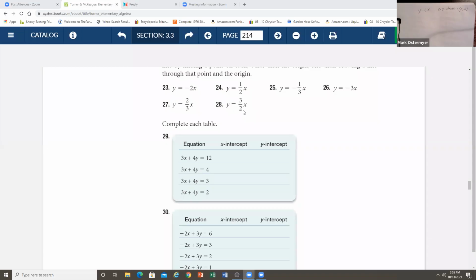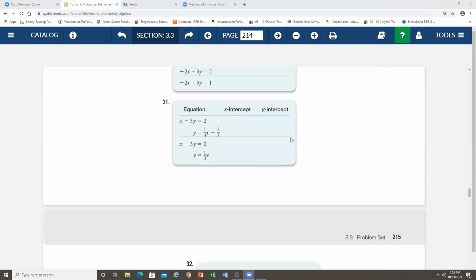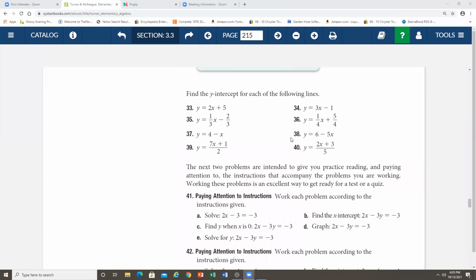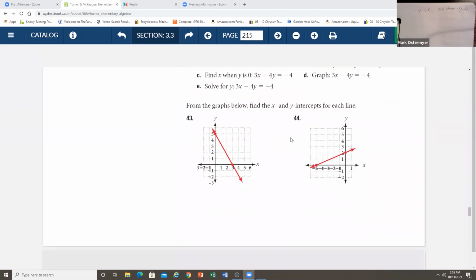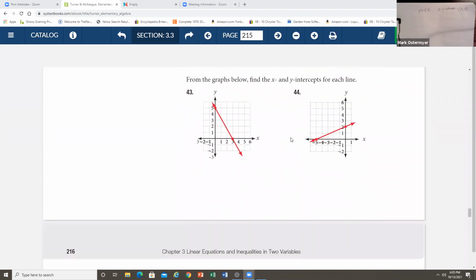So do you agree that for all of these equations, 23 through 28, the x and y intercepts are all going to be the origin, (0, 0)? Do we buy that? For every one of these equations, 23 through 28, the x and y intercepts will all be the origin. Yes. Okay, here we go. All right, ladies, I'm just having a little bit of fun now.